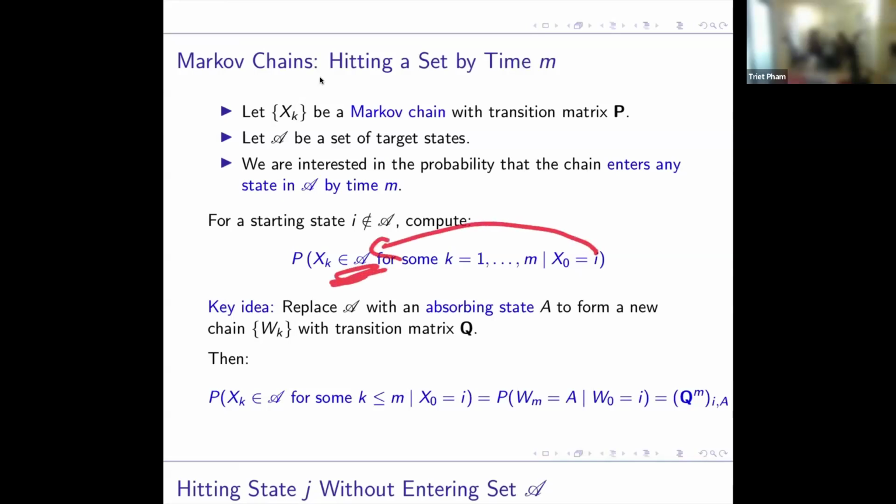Okay, so now the first question is to move from i into the absorbing class for some time before m. Then the answer is easy. It's Q to the m, i a, where Q is the modified matrix. I think, by now, it should be an old idea. I'm just going to pause here to see if there's any question.